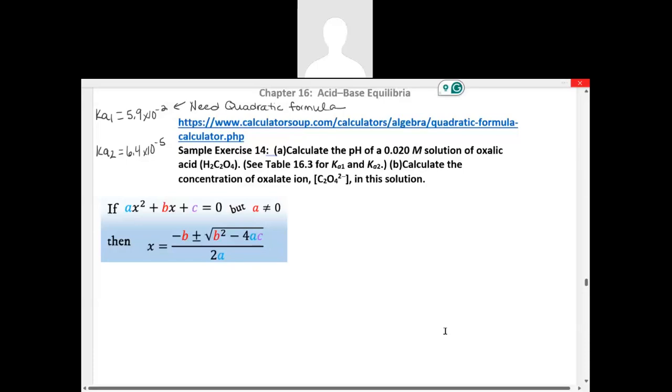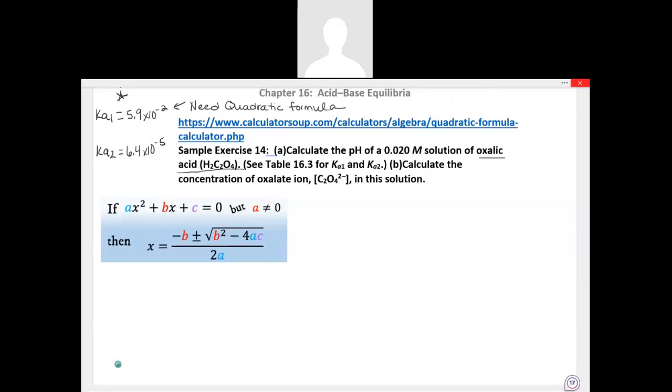In this next video from chapter 16 on acid-base equilibria, we're going to take a look at sample exercise 14. This question is about a polyprotic acid, specifically oxalic acid, and we're given the molecular formula here. We're told that we can reference table 16.3 for the Ka1 and Ka2, but I've provided them over here, so we don't have to venture away from our page.